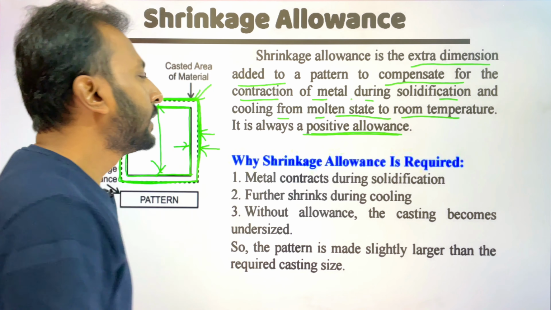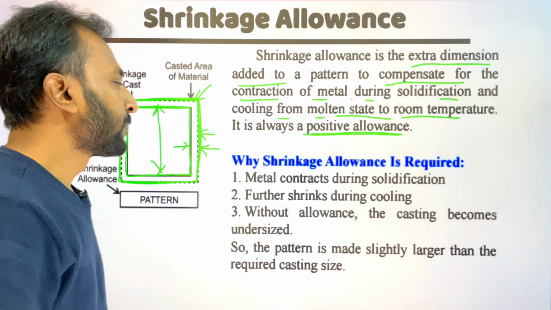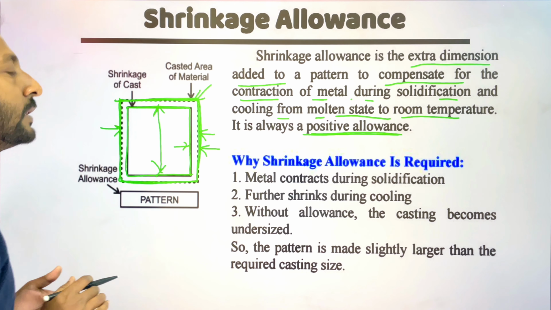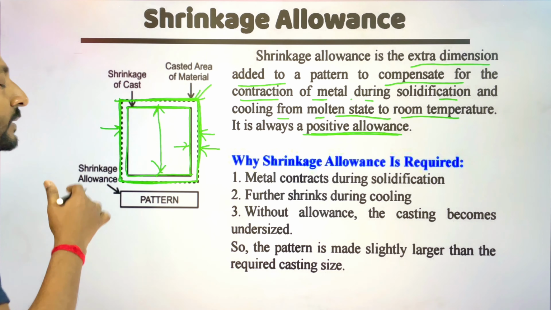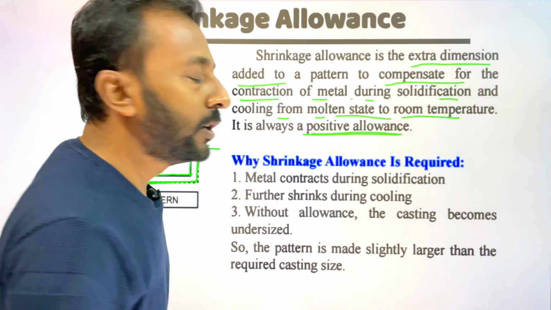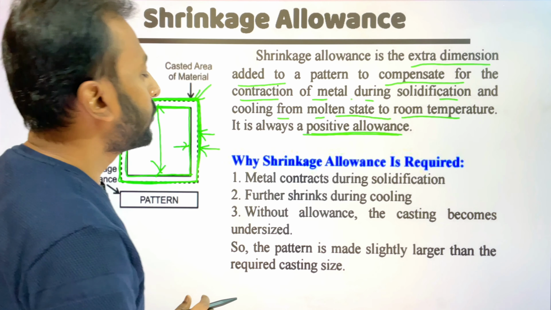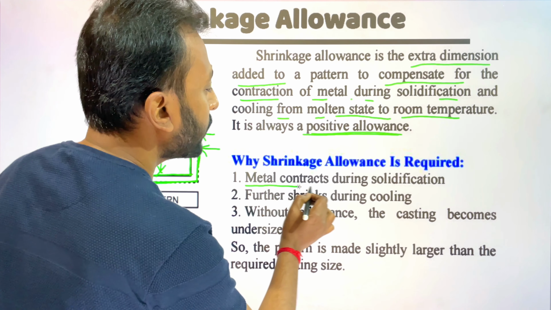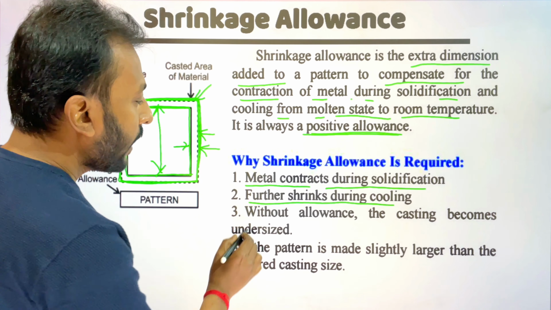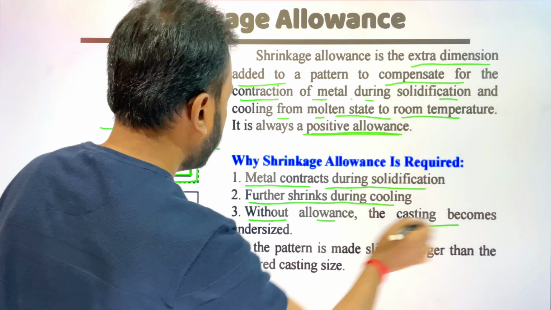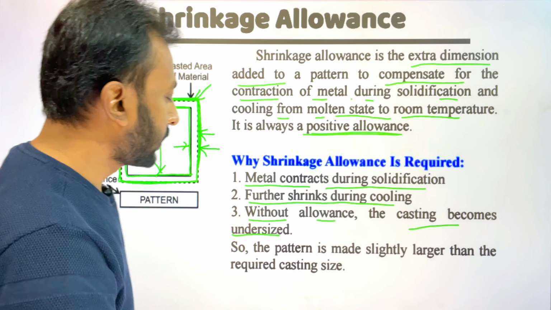So why is the shrinkage allowance required? Firstly, why is it called shrinkage allowance? Because the molten metal shrinks itself during solidification. So why is shrinkage allowance required? First, the metal contracts during solidification, further shrinks during cooling, and without allowance the casting becomes undersized.